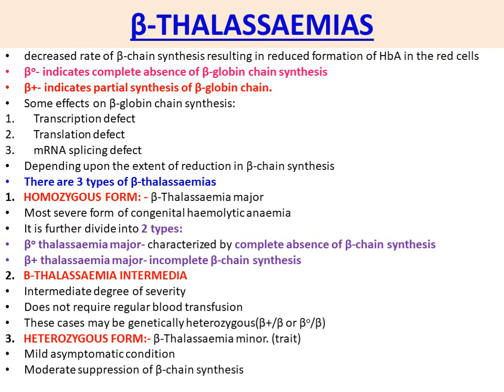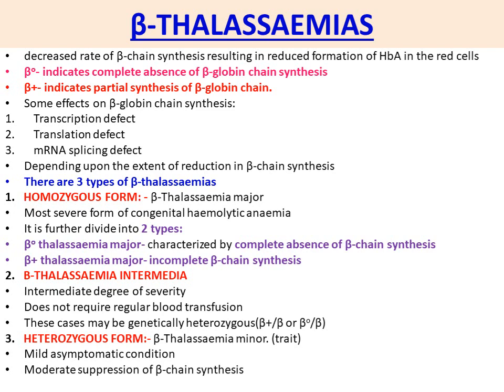Defects affecting beta globin chain synthesis: transcription defect, translation defect, and mRNA splicing defect. So these 3 defects will be there in the beta globin chain synthesis. Depending upon the extent of reduction in beta chain synthesis, there are 3 types of thalassemia. Beta thalassemia again has 3 types: homozygous form, heterozygous form, and beta thalassemia intermedia.